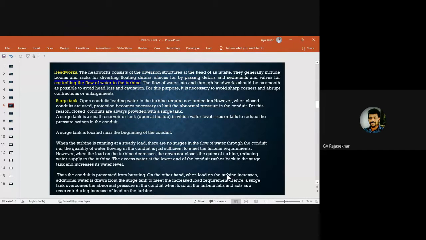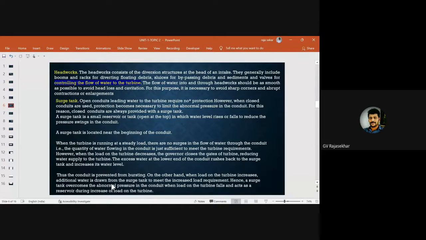On the other hand, when the load on the turbine increases, additional water is drawn from the surge tank. The surge tank not only takes the pressure when there is a backward flow of water, but also supplies the excess water when the load increases.